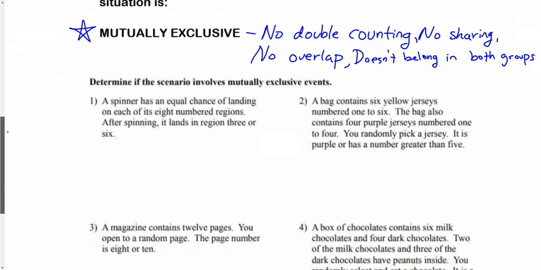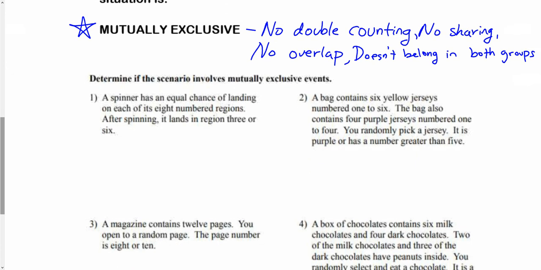So we're going to go through these different scenarios. Oh, you know what? I'll say this also. Does not happen at the same time. Okay, that's another one. But again, notice how all of them are negative. No double counting, no sharing, no overlap, does not belong to both groups, does not happen at the same time. That's what mutually exclusive means. So when I give you a scenario that has a couple of events, I want to know, could those events both happen at the same time?